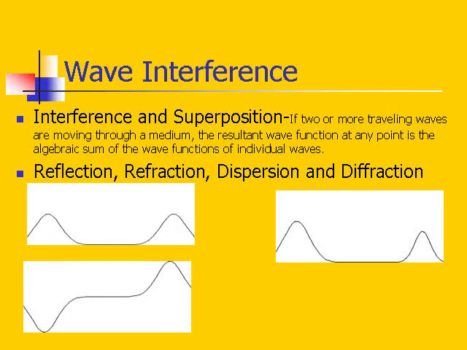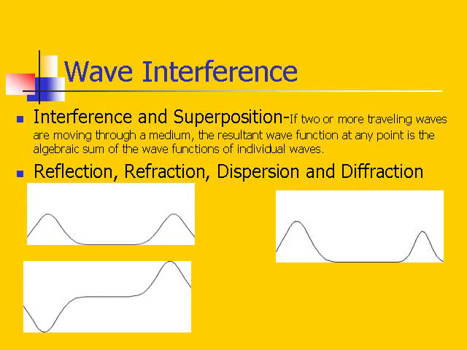Waves have some interesting characteristics in terms of their propagation. There's interference, superposition, reflection, refraction, dispersion, and diffraction. The interference means that waves can come together and create different amplitudes, but then they pass right through each other as they're traveling waves. You can see this happening.